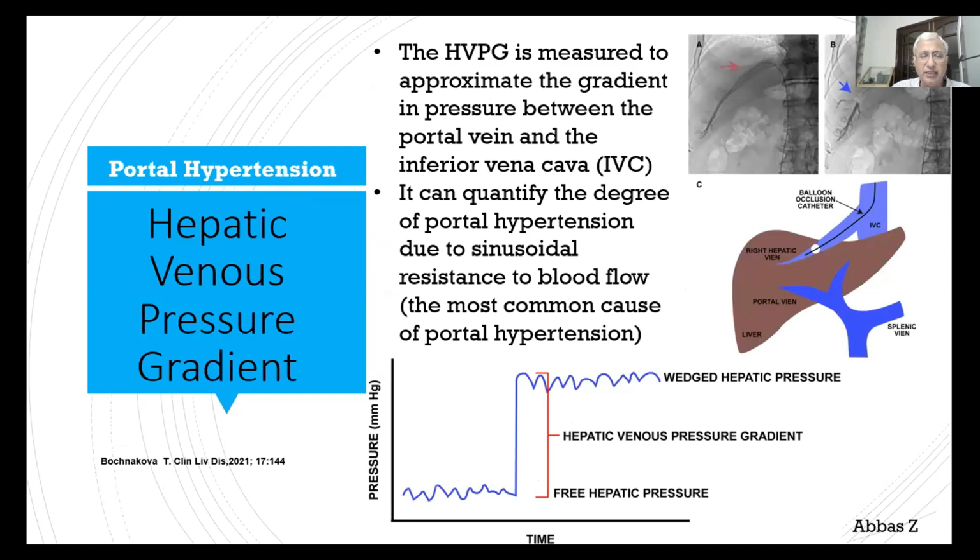So how can we predict the formation of varices? This depends on the portal hypertension, and measurement of the portal hypertension is by hepatic venous pressure gradient.